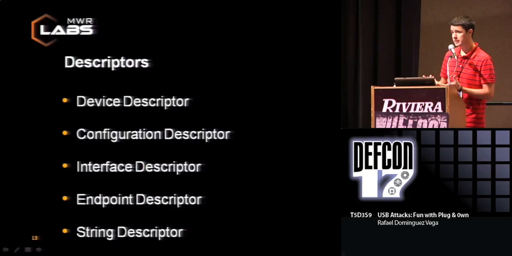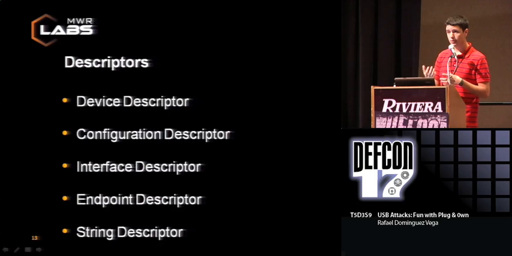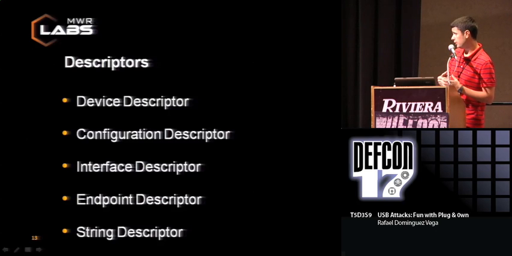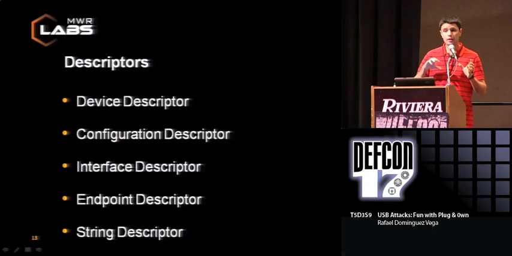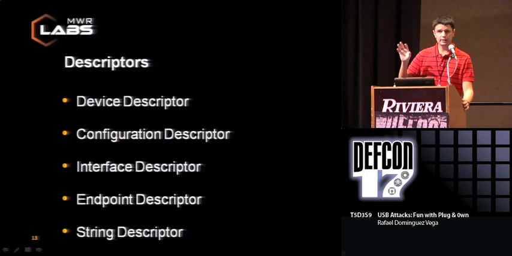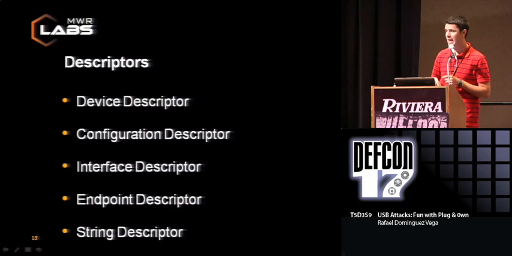We have the endpoint descriptor that provides information about the bandwidth that will be used in the USB bus. And we have the string descriptor, which is additional information that the USB device provides to the host in the enumeration process. And this is human readable data, and provides information such as the manufacturer name, the product name, and the serial number.